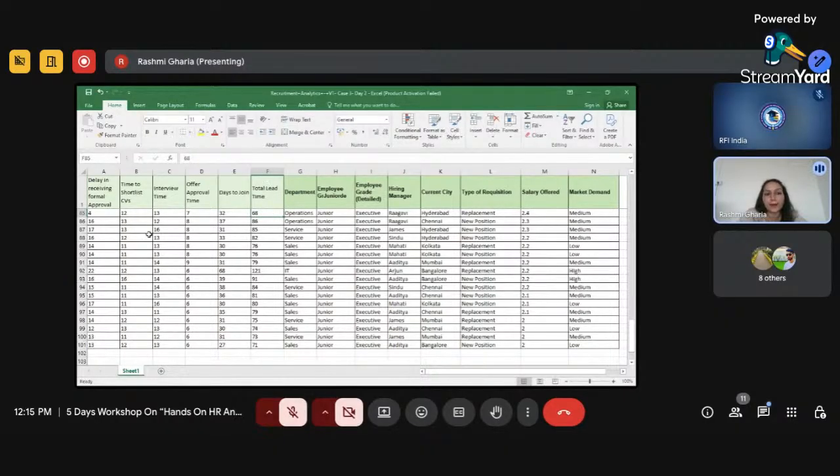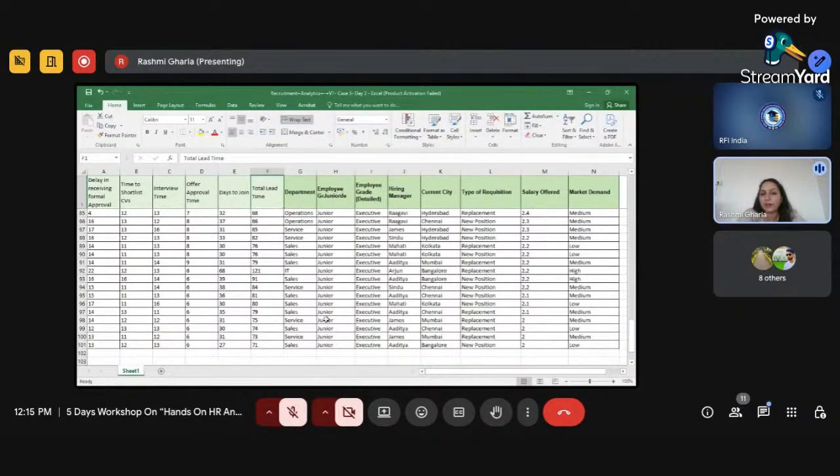So if you see here, which are your independent variables and which is your dependent variable? What is your dependent variable here? Yes, quickly. Total lead time. Total lead time is my dependent variable, and lead time depends on what? The process of hiring, right? This is the dependent variable and these are the independent variables.